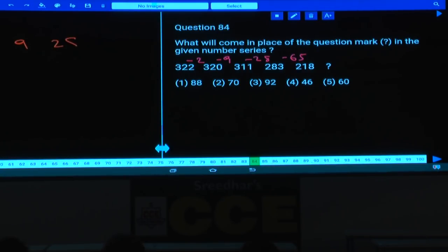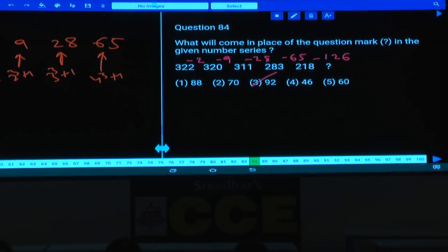Yesterday itself we discussed this one. 2, 9, 28, 65. Last year n number of times the same logic has been given. Now the 2 can be written as 1 cube plus 1, and 9 can be expressed as 2 cube 8 plus 1, and 28 can be written as 3 cube 27 plus 1, and 65 can be written as 4 cube plus 1. Next one must be 5 cube plus 1. What is 5 cube plus 1? 126. Now 126 must be subtracted from here. 8 minus 6, that is 2. Then only one choice with 2 as the last digit, that is choice 3, 84.